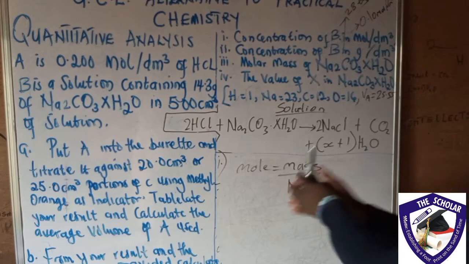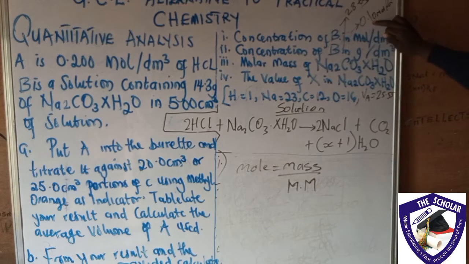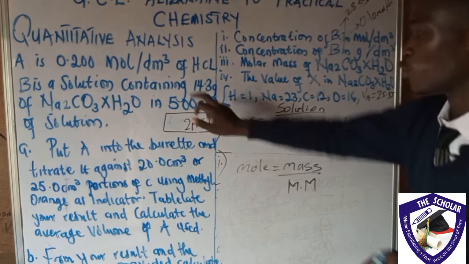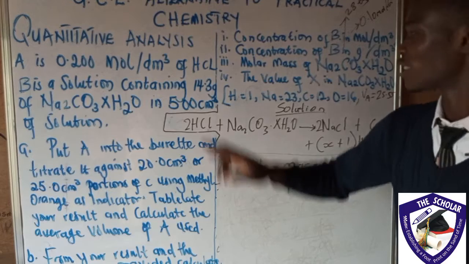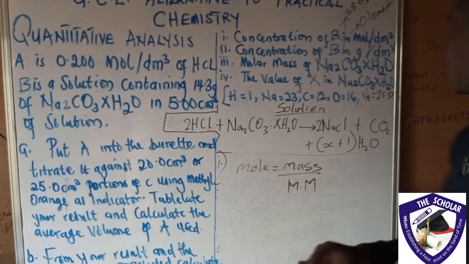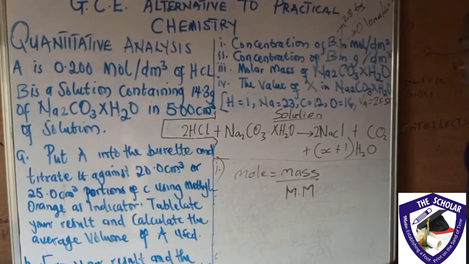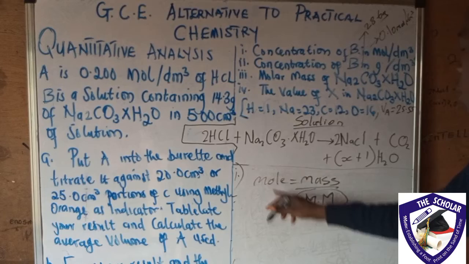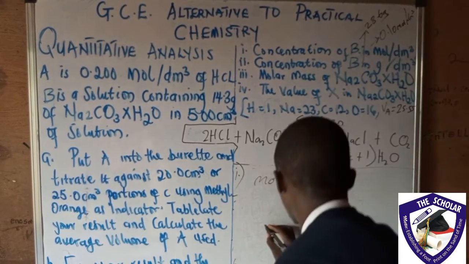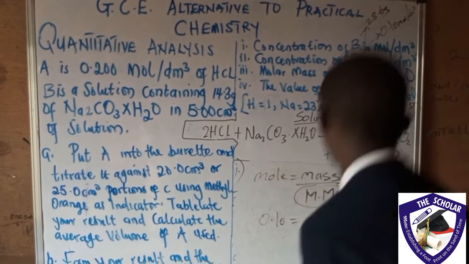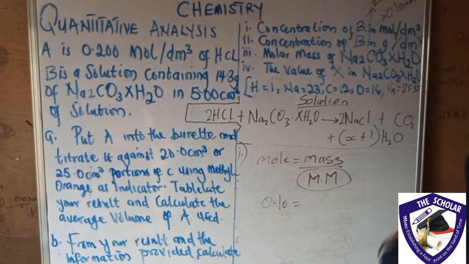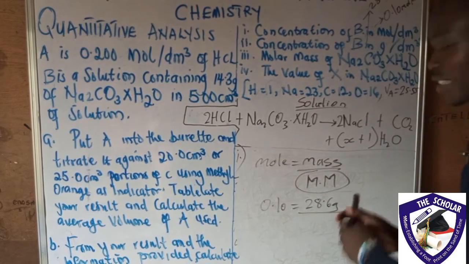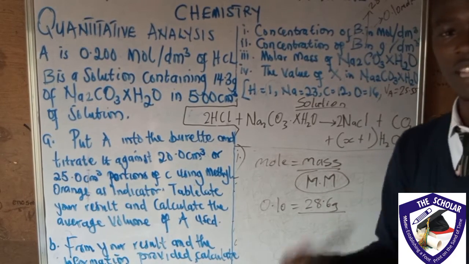Now, what is our mole? We've gotten the mole, which is 0.10. Now, our mass, we've gotten the mass in 1000 centimeter cube. You are not going to be using this mass because it is not in the standard form, which is 1000 centimeter cube. So our mass is 28.6 gram. We are looking for this. Are you with me? So, let's input our value. Our mole is 0.10, equal to our mass 28.6 gram over our molar mass, which is what we are looking for. You can represent that with X.